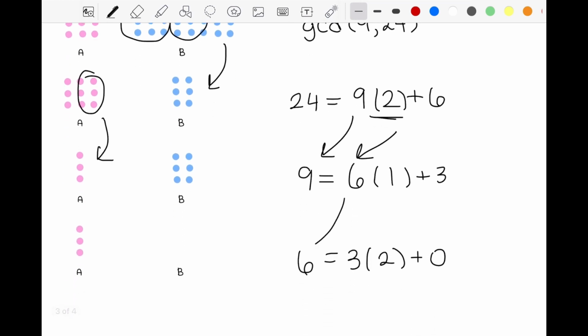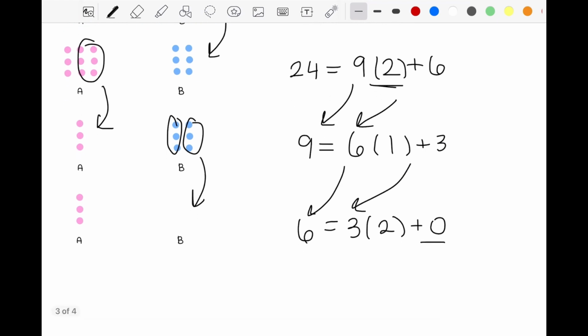So now we have 6 and 3. Okay, so looking at the smaller group, how many patterns of A are there in B? There's 2 of them. Our remainder is 0. And now we can just take the GCD of these 2 things. So 3 and 0. We know from our second fact that this will be 3.